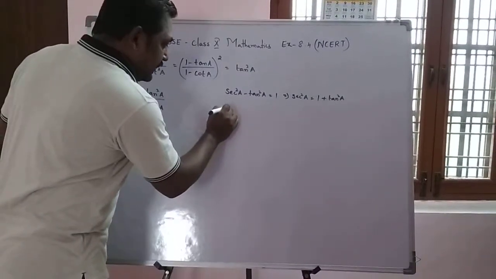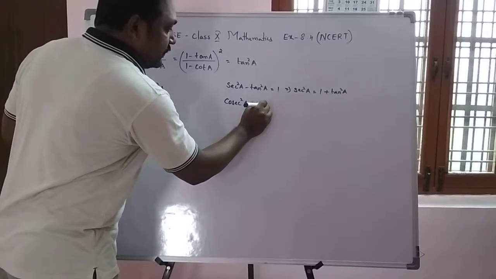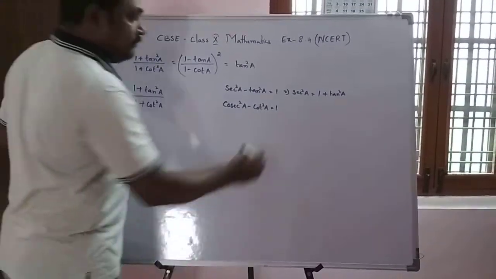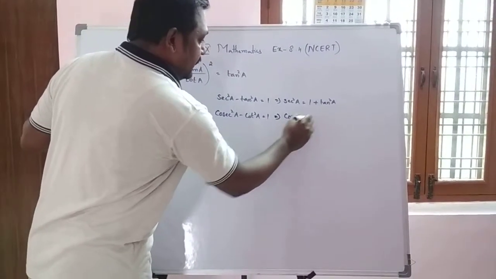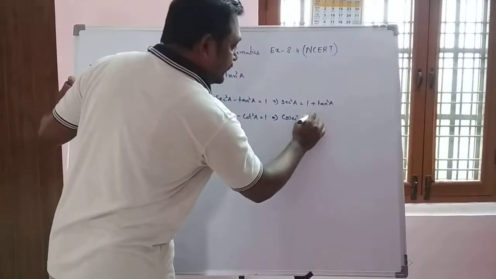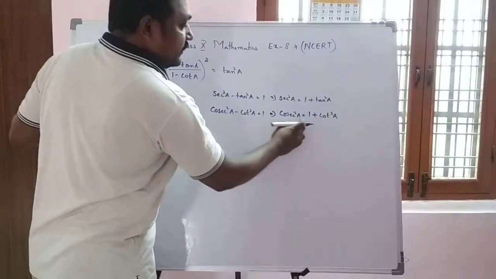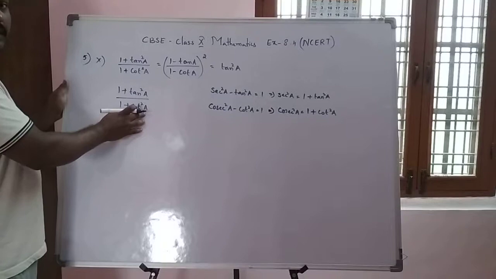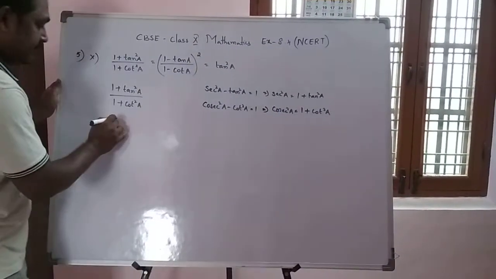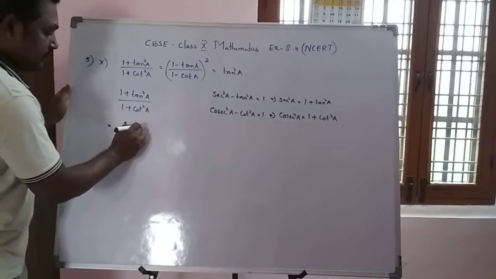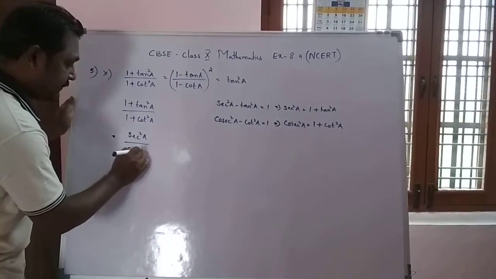Similarly, we have another identity which is cosecant square A minus cot square A is equal to 1. From this I can take cosecant square A is equal to, bringing cot square A to the right hand side, 1 plus cot square A. So that 1 plus cot square A is cosecant square A, and I can put that value here. As a result of which 1 plus tan square A can be written as secant square A, and 1 plus cot square A can be written as cosecant square A.